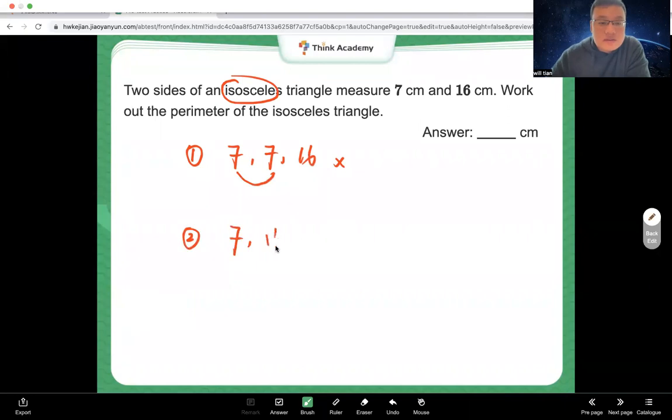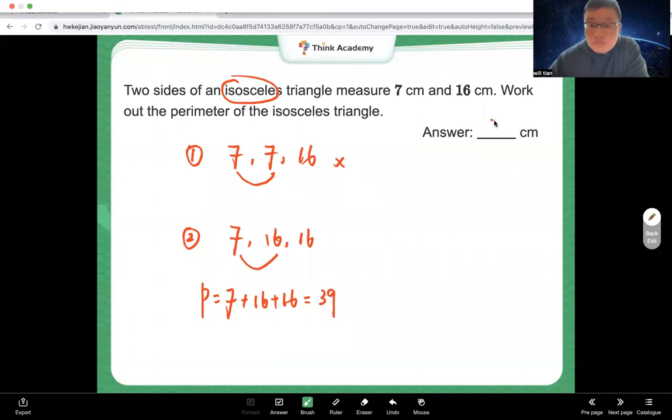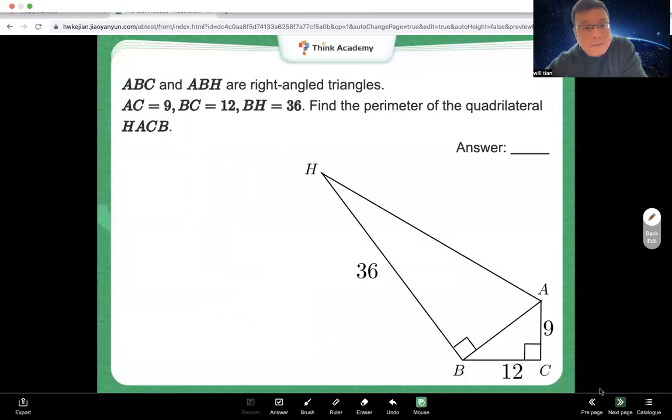So we have 7, 16, and 16. This time, the two shorter sides will be 7 and 16. Of course, if you add them together, it must be longer than 16. So guys, the question asks about the perimeter. You do 7 plus 16 plus 16, that'll be the perimeter. Equals 32 plus 7, you got 39, right? So that's the answer to this question. 39, easy.